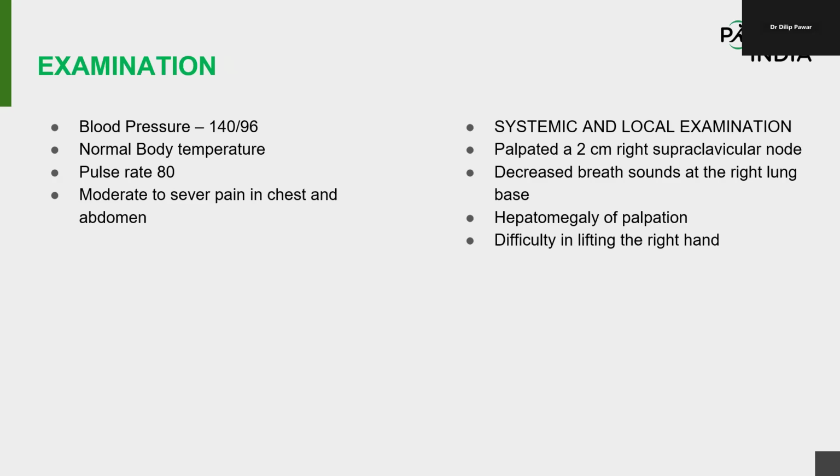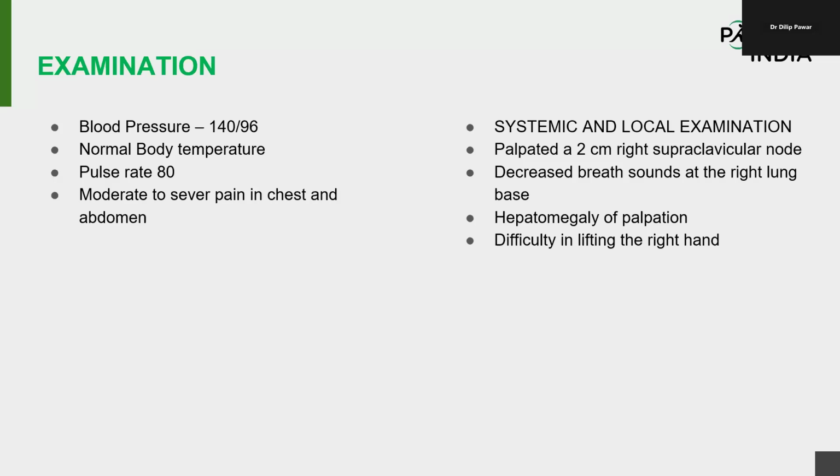Next slide, please. Blood pressure was slightly raised, though he was on treatment, possibly because of the stress. Body temperature and pulse rate were normal. At that time we had a moderate to severe chest pain in the abdomen. The systemic and local exam showed a palpable 2 centimeter supraclavicular lymph node, decreased breath sounds on the right side of the lung base. He has mild hepatomegaly, and he has been complaining of difficulty in lifting the right hand.